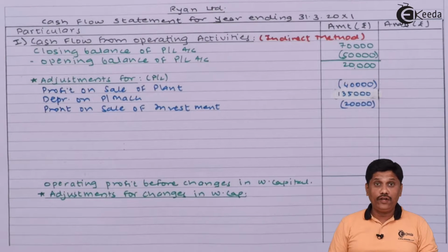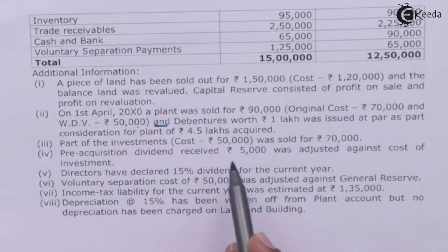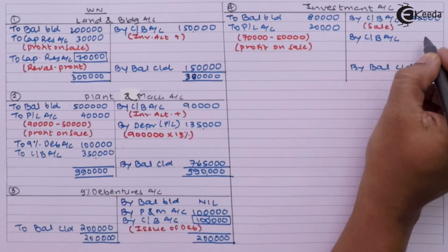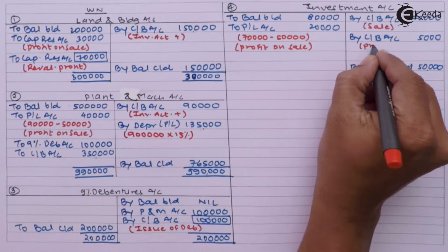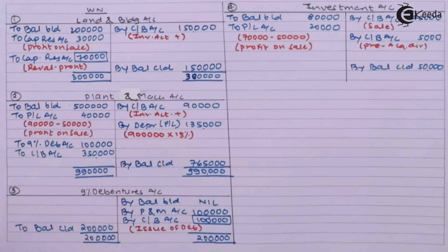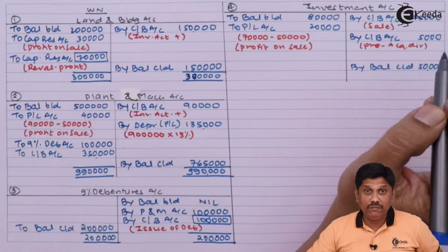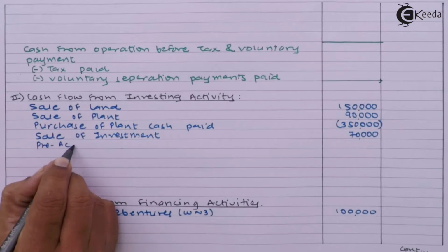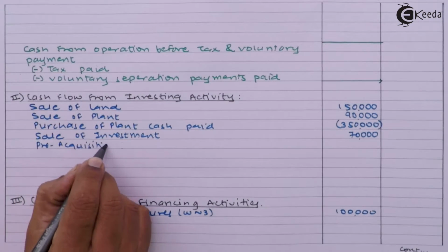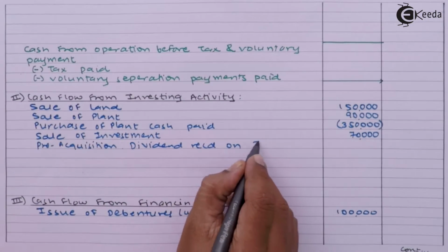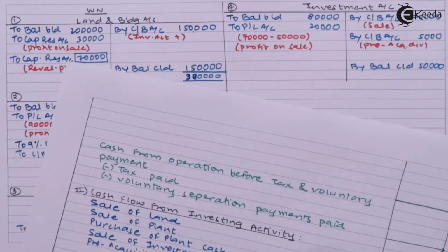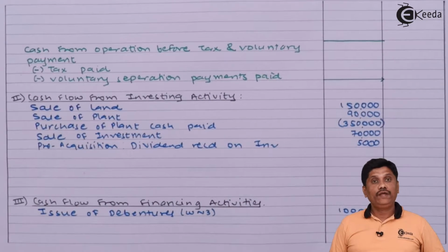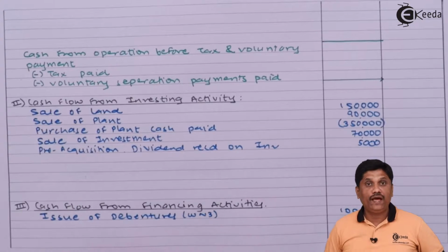स्टूडेंट्स, इन्वेस्टमेंट के रिलेटेड और एक इंफॉर्मेशन आपको क्वेश्चन में दिया है. प्री एक्विजिशन डिविडेंड रिसीव्ड 5,000 एंड इट वाज एडजस्टेड अगेंस्ट कॉस्ट ऑफ इन्वेस्टमेंट. तो आपका एंट्री आएगा कैश और बैंक अकाउंट डेबिट टू इन्वेस्टमेंट अकाउंट क्रेडिट. कैश और बैंक अकाउंट डेबिट मतलब ये कैश फ्लो स्टेटमेंट में आएगा. It will come in your investing activity as an interest received on investment. सो स्टूडेंट, मैंने यहाँ पे लिख दिया प्री एक्विजिशन डिविडेंड रिसीव्ड ऑन इन्वेस्टमेंट एज अ एडिशन पार्ट.